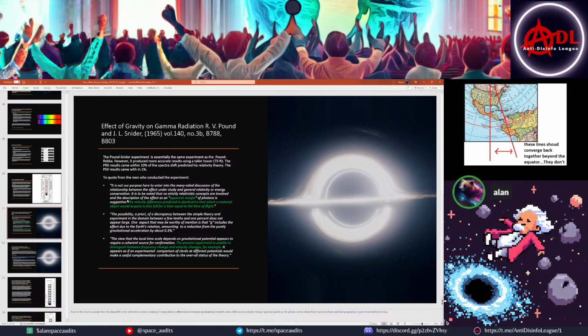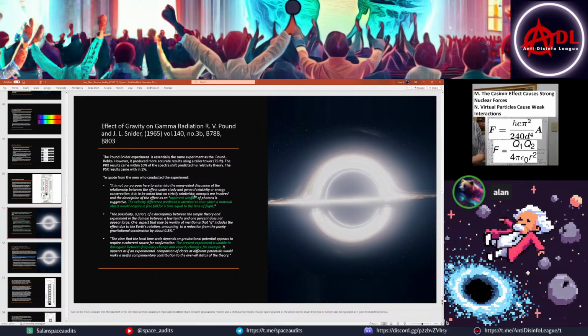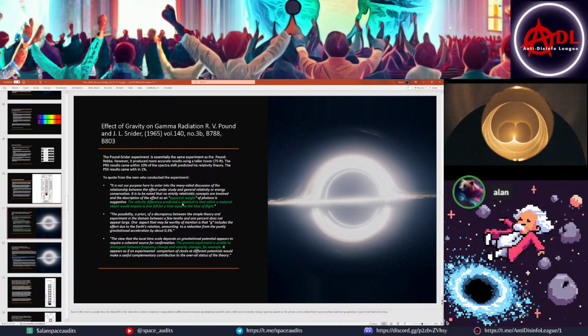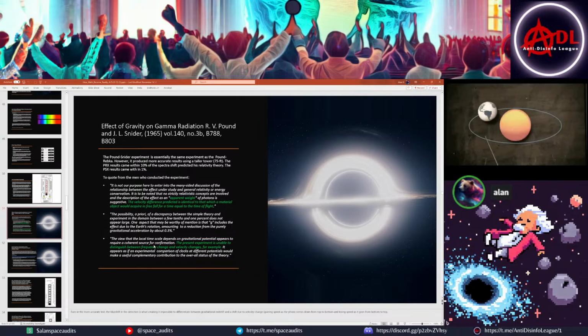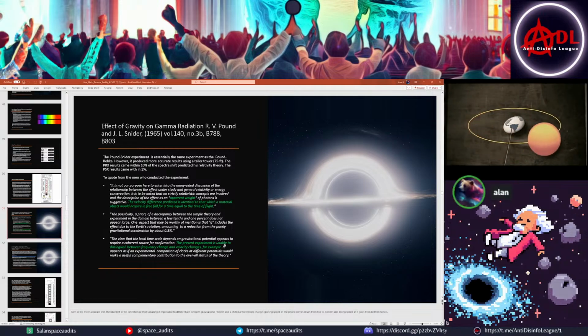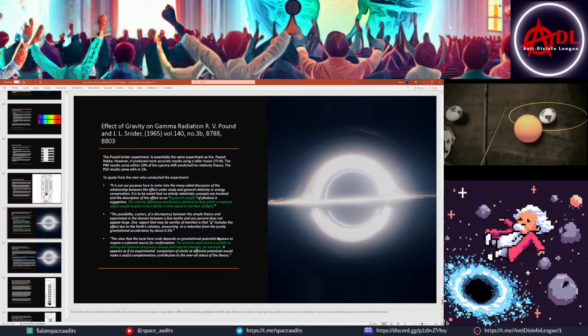So yeah, they said it should be noted that no strictly relativistic concepts are involved here, and the description of the effect as an apparent weight of a photon is suggestive. The velocity difference predicted is identical to that which a material object would acquire in free fall for equal time of flight. And towards the end of their paper, they say the view that the local time scale depends on the gravitational potentials appears to require a more coherent source for confirmation. This present experiment is unable to distinguish between frequency change and velocity changes, for example.